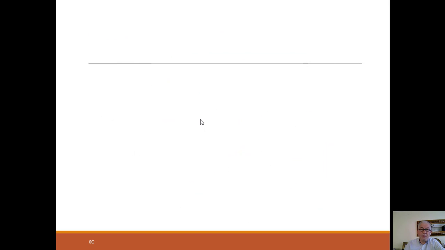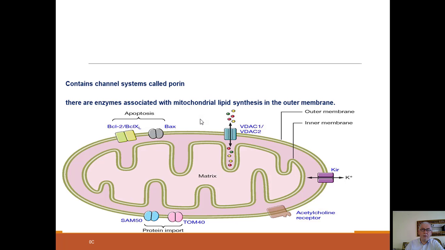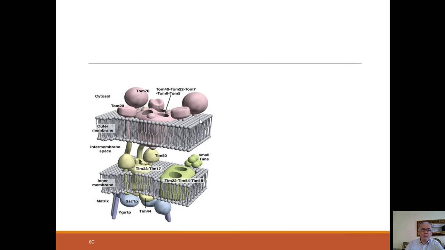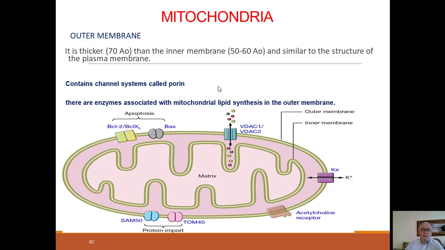And another important thing for mitochondria is membrane structure. When we look at the mitochondrial membrane structure, mitochondria has a double membrane. First is the outer membrane. It is thicker than the inner membrane and similar to the structure of the plasma membrane. Also, the outer membrane contains a channel system called porin. And there are different types of enzymes associated with mitochondrial lipid synthesis in the outer membrane.